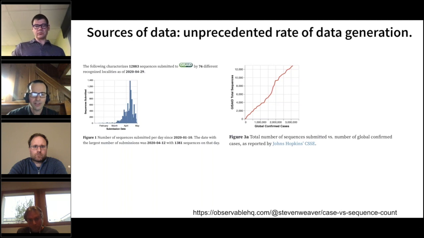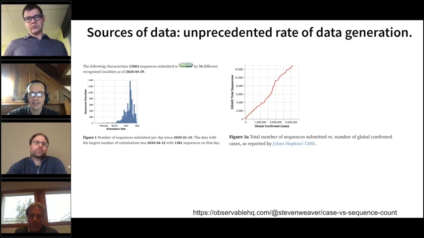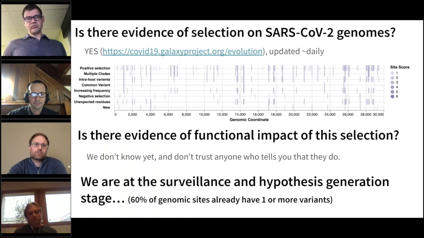But basically, you can see that at the moment, the pace of sequencing is keeping up with the rate of total confirmed cases. But we've sequenced a very small fraction of it. There are about 3 million confirmed cases, and we have on the order of 10,000 sequences. But it's unprecedented compared to other viruses. So this is lots and lots of data. Next slide, please.